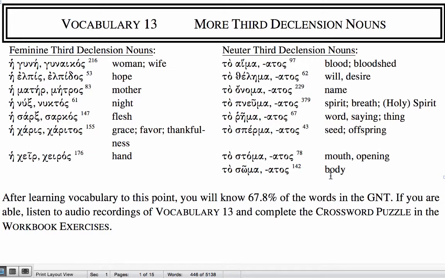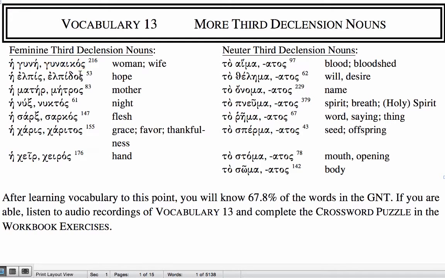E gune, tes gunekos. E elpis, tes elpidos. E mater, tes matros. E nux, tes nuktos. E sarx, tes sarkos. E charis, tes charitos. E kyr, tes kyros. Notice that I included the feminine articles for both the nominative and the genitive form.